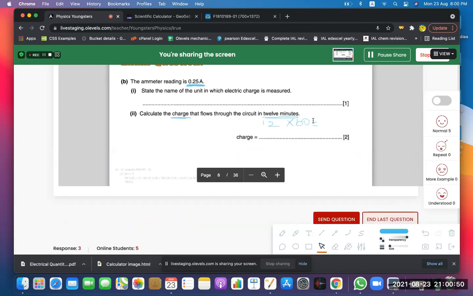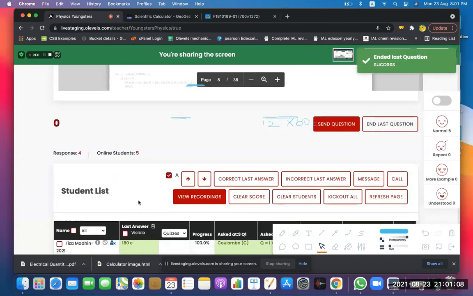You just have to solve this one in your calculator. That's the question. You just have to solve this and write the final answer: 12 multiplied by 60. Do that in your calculator and get the final answer. Okay, so I'm ending the question now. Let's see, everyone has answered.